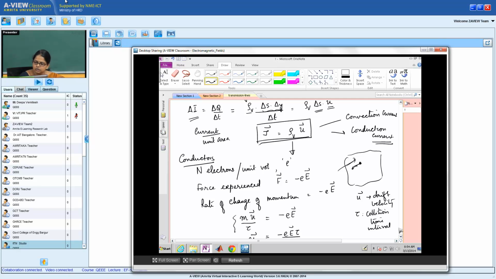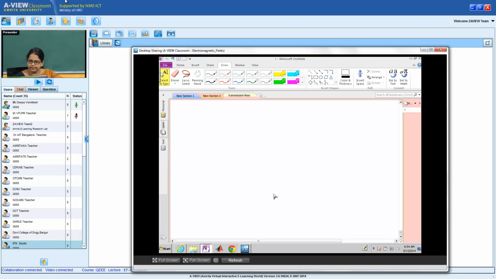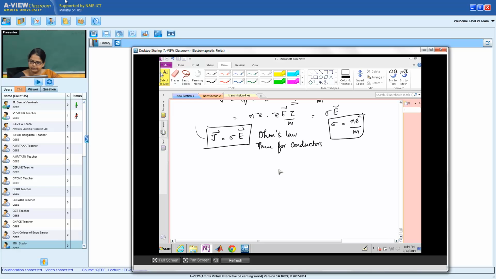So that's about current. Current density is related directly, proportional, to the applied electric field, and that constant of proportionality is your conductivity. Okay, we will stop here.